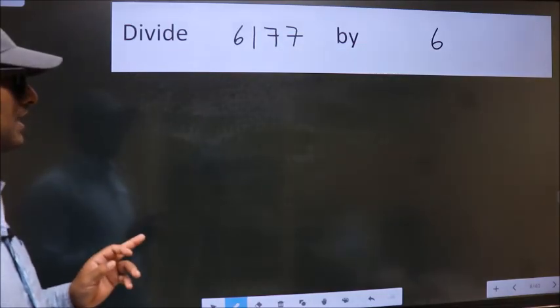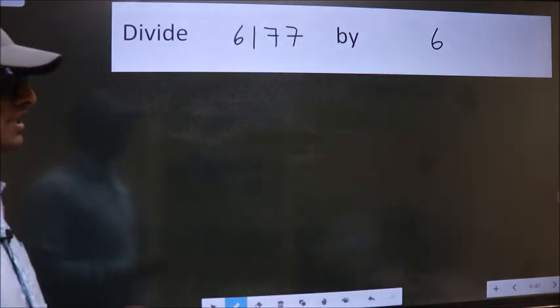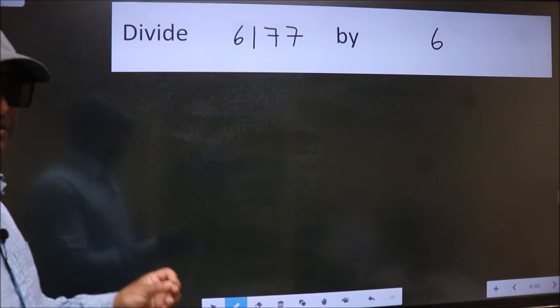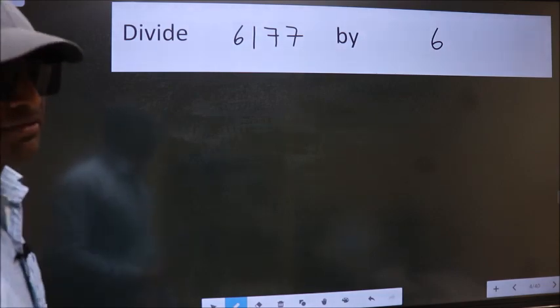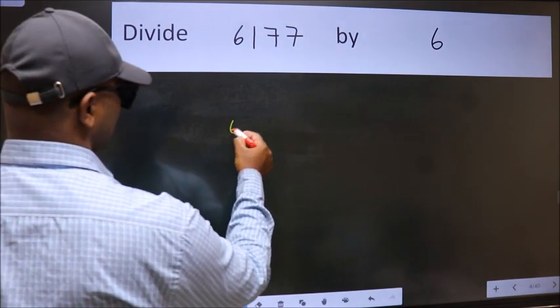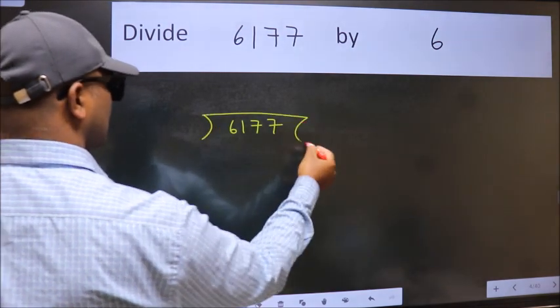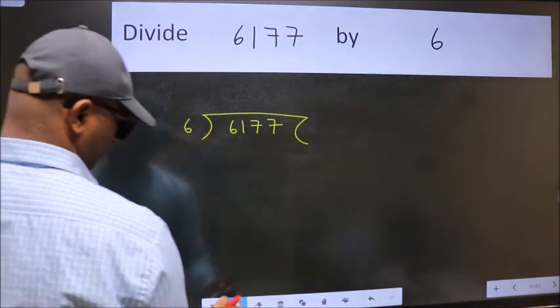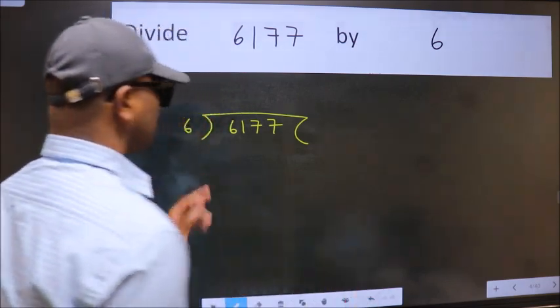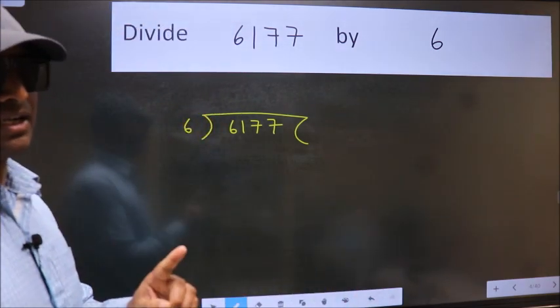Divide 6177 by 6. To do this division, we should frame it in this way. 6177 here, 6 here. This is your step 1.